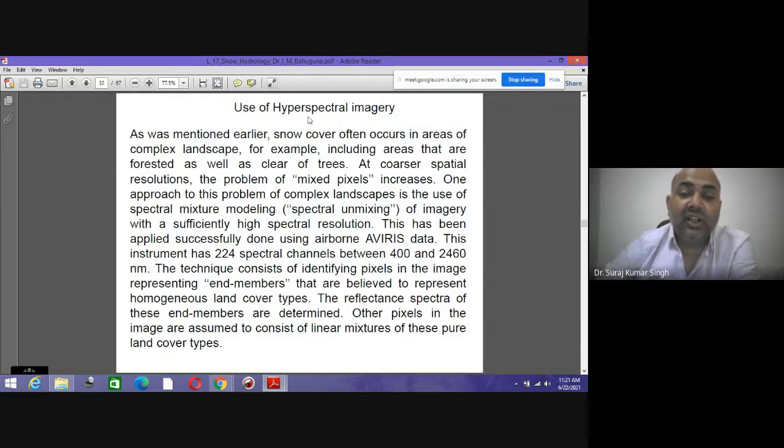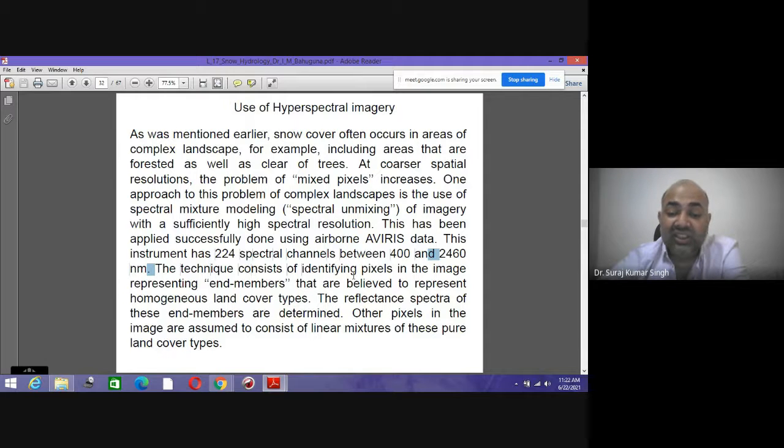Nowadays we are using hyperspectral remote sensing, where snow cover often occurs in areas of complex landscape, for example, including areas that are forested as well as clear of trees. At coarser spatial resolution, the problem of mixed pixels increases. One approach to solve this in a complex landscape is the use of spectral mixture modeling, that is called spectral unmixing of imagery with a sufficiently high spectral resolution. So we have used AVIRIS, which has 224 spectral channels between 400 and 2460 nanometers.